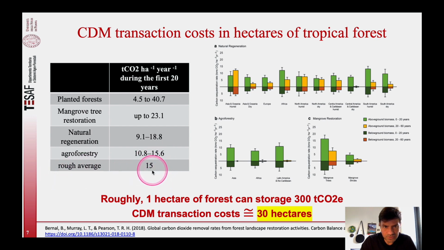5 tons of CO2 per hectare per year during the first 20 years. That is more or less the period you have to guarantee to the seller that the carbon is going to be stored. So 1 hectare of forest, again a rough average, can store 300 tons of CO2, which we can translate the cost, the $200,000, in hectares, which is going to be more or less 30 hectares.